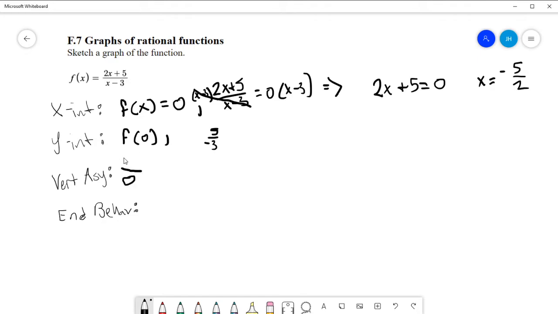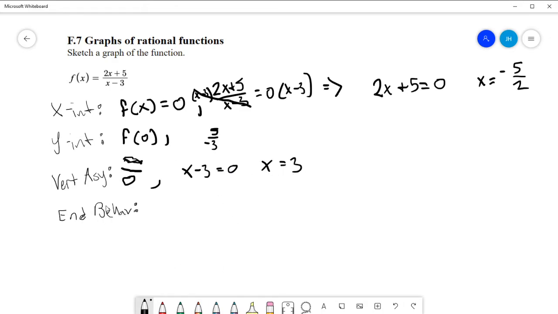So if you ever have anything up here, and then you have 0 on the bottom, right? So we're looking at x minus 3. When does x minus 3 equal 0? Well, that would be when x equals 3.